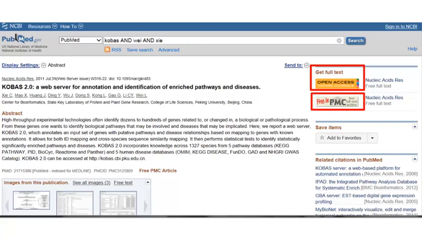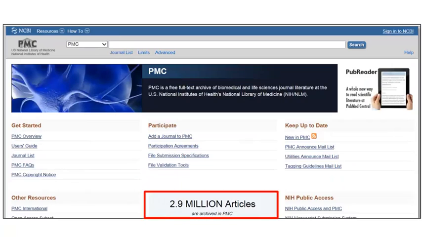Back to this webpage. If you see a free in PMC sign here, it means that NCBI has made the article freely available through a related resource at NCBI called PMC, or PubMed Central. PMC contains the complete full text of 2.9 million articles, about 13% of all PubMed citations as of the end of 2013. All articles in PMC are freely available to every user.